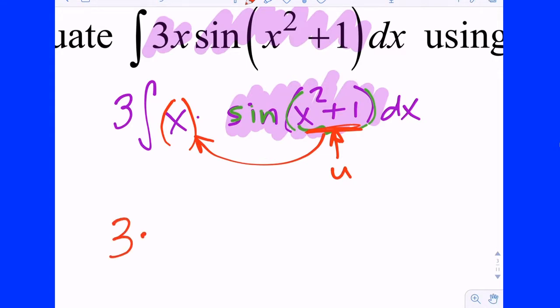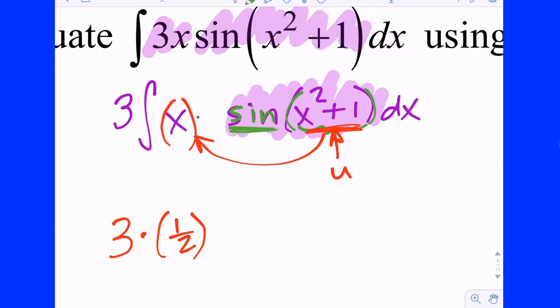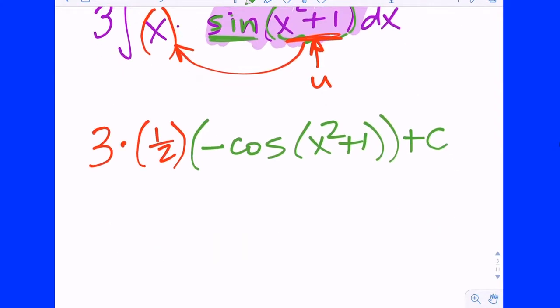The 3 goes along for the ride. If you're going to generate an unwanted 2, what do you have in your answer to neutralize it? You have the reciprocal of that unwanted number every time, a 1/2. And that takes care of step 1. Now you move on to step 2, which is the antiderivative part. What is it inside of? It's inside of the sine function. What's the antiderivative of sine? Negative cosine. Good. Of the blob. Plus c. Don't forget your plus c.